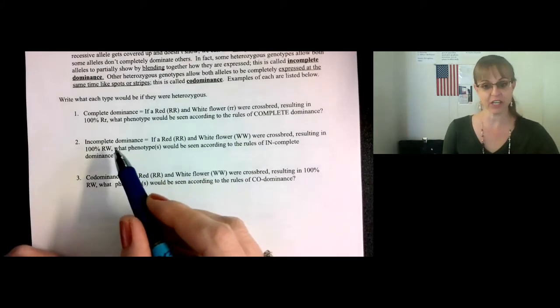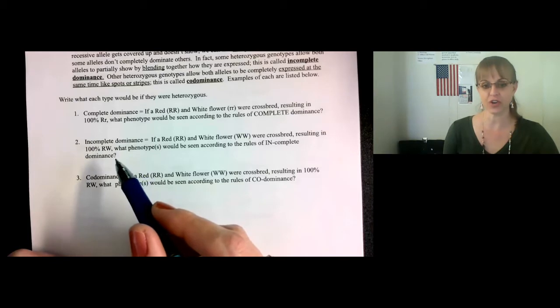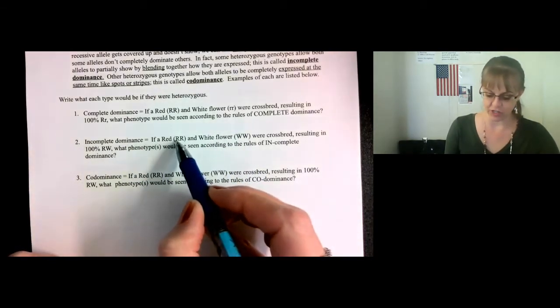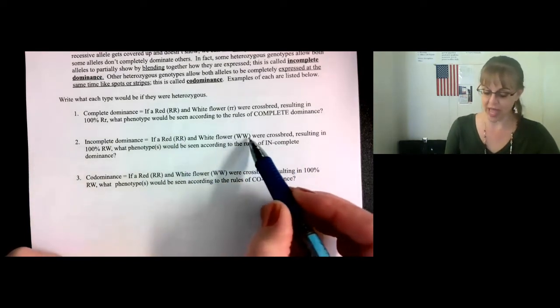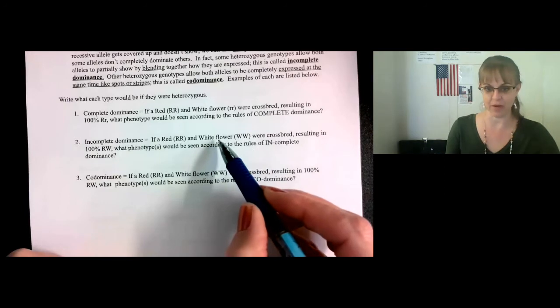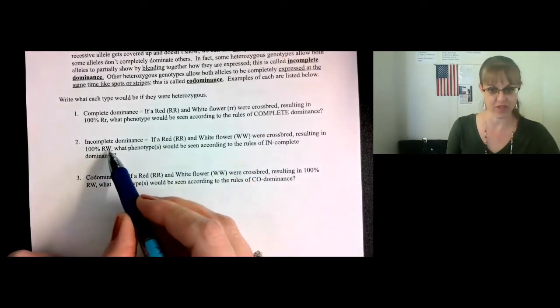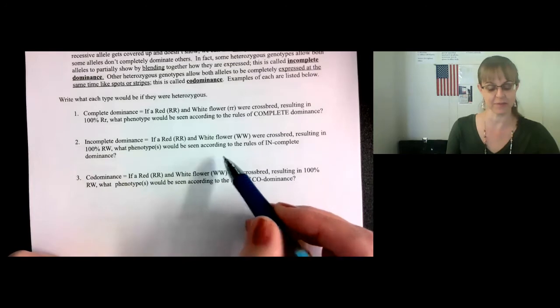When it comes to incomplete dominance, the colors are stirred together. So if you have two capital R's, that is a red flower, two capital W's, that's a white flower, and you get a plant that's RW, what will it look like? Well, if you stir red and white together, you end up with pink.